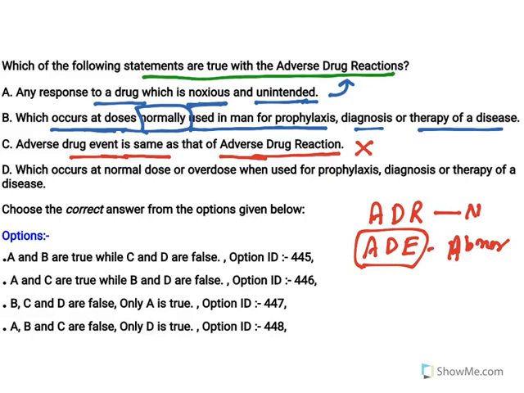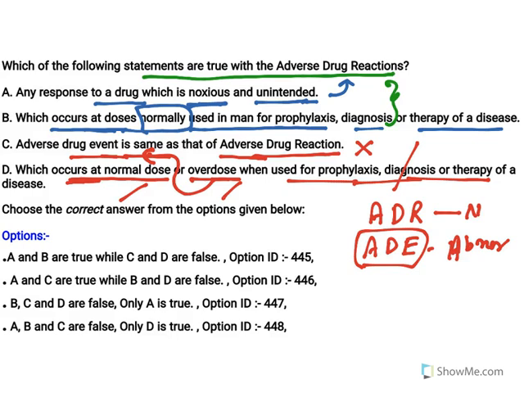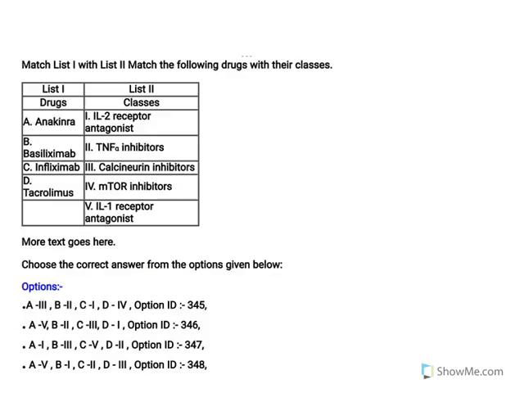Now, other option, which occurs at normal dose or overdose when used for prophylaxis. See, this is the definition of adverse drug event. So adverse drug event means an adverse reaction which occurs at normal dose or overdose when used for prophylaxis, diagnosis or therapy. So these two are not true with respect to adverse drug reactions. So you are left with only the first and second options, A and B. So look at them. A and B are true while C and D are false. So this is the answer. Going to the next one.